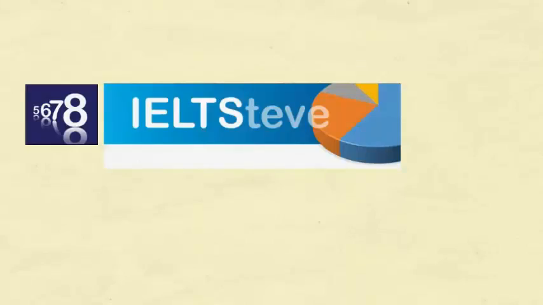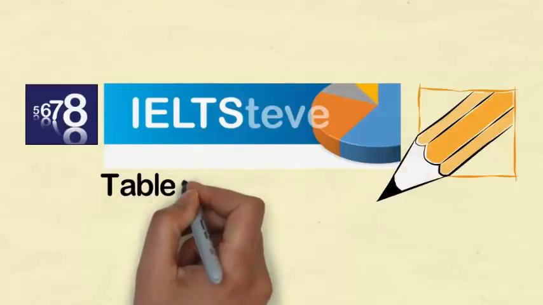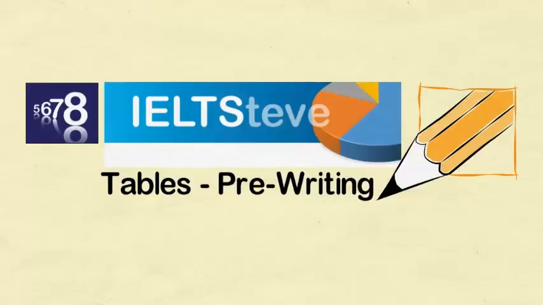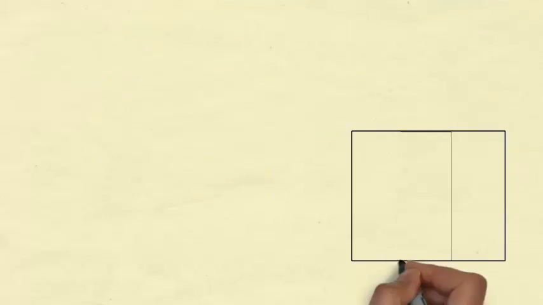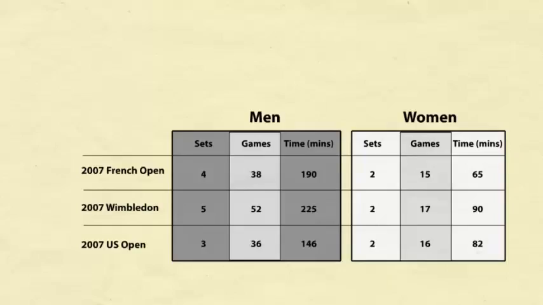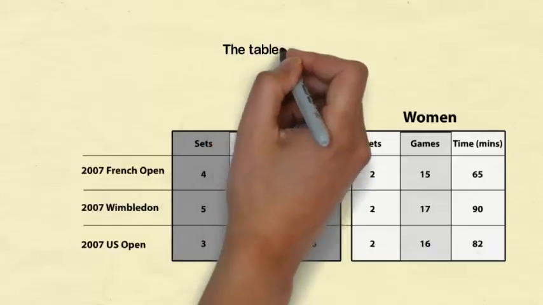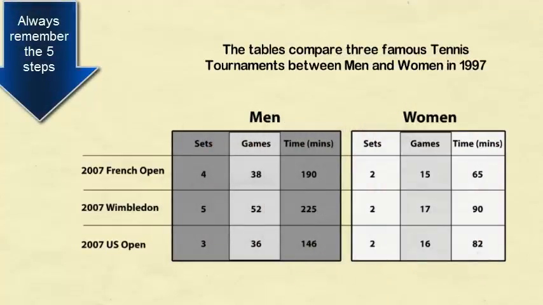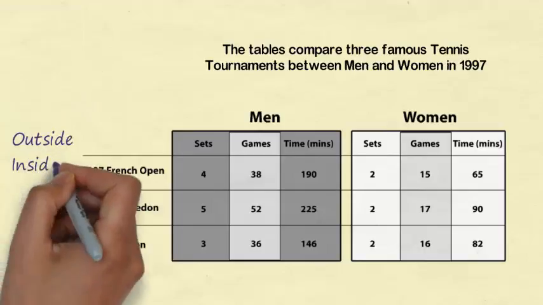So today we're going to be talking about tables and how you can do the pre-writing for a table. So as we look at the table being drawn here, we need to understand, of course, there's lots of data, but as usual we need to consider the 5 things: outside, inside, plan, write and check.